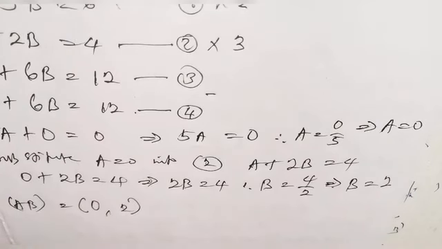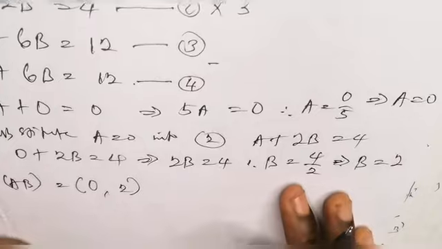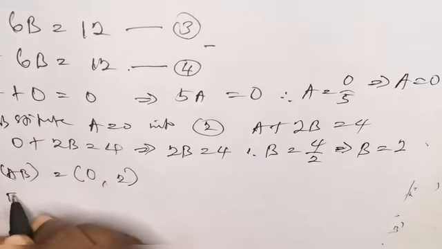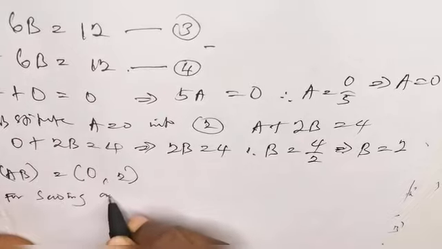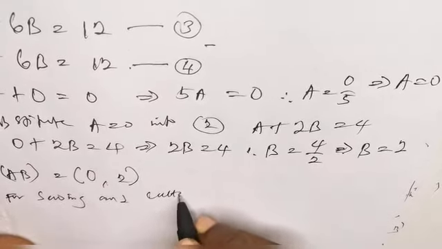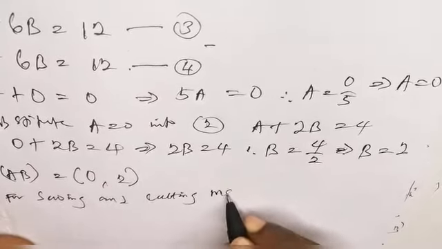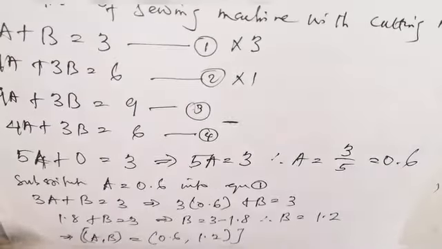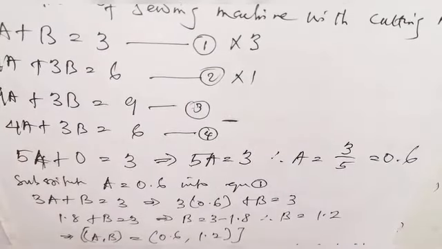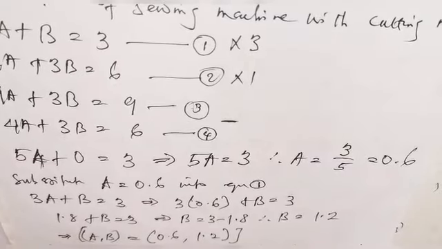Let me pull out all the intersections that we've gotten so far. For the sewing and cutting machine, we had our intersection to be 0.6 and 1.2.